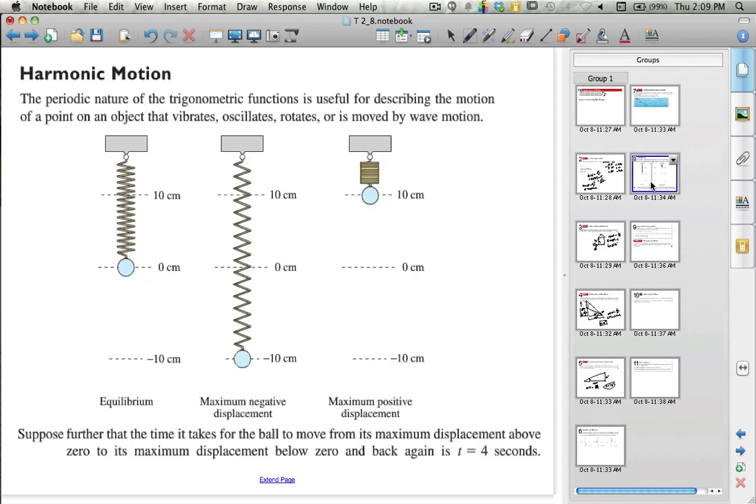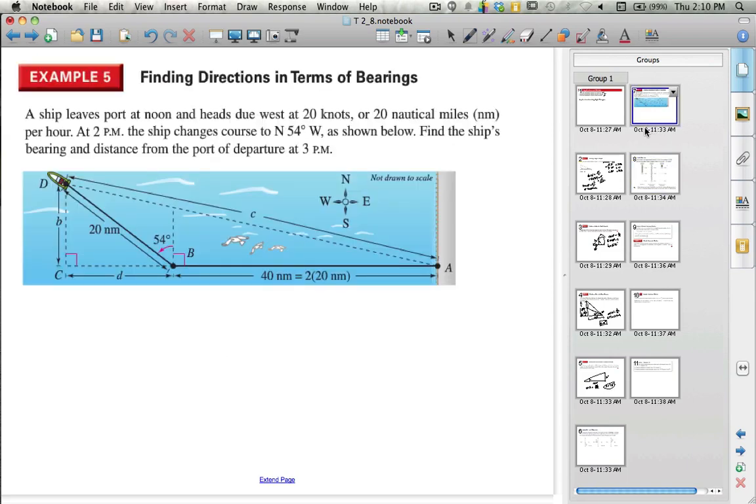So if we want to do a problem like that, when we start looking at bearings, a ship leaves port at noon and heads due west at 20 knots, which is 20 nautical miles per hour. Okay, so it started here, and it headed due west at 20 nautical miles per hour. Right? At 2 p.m., which means it's traveled 40 nautical miles, 2 hours at 20 knots.